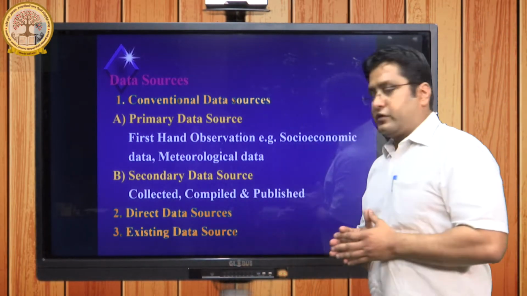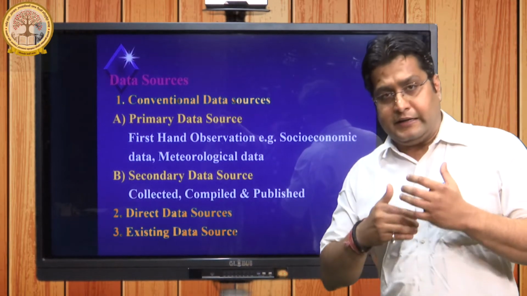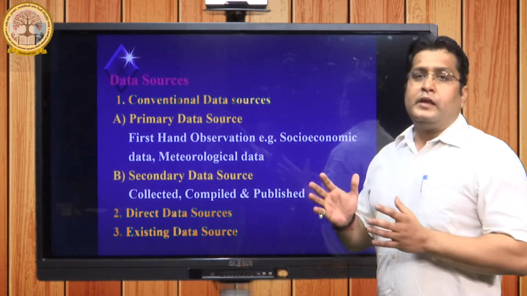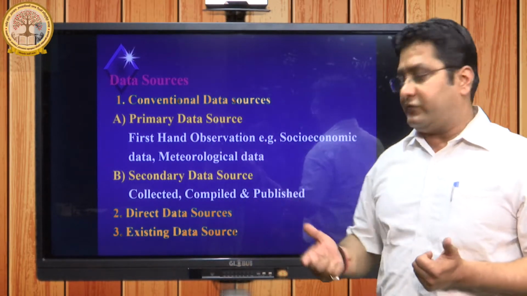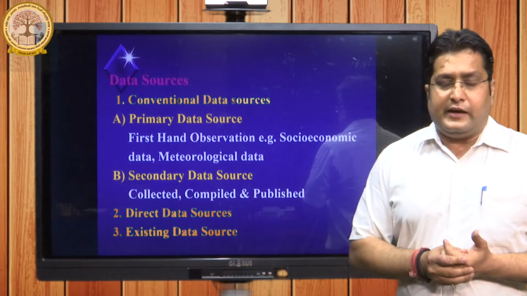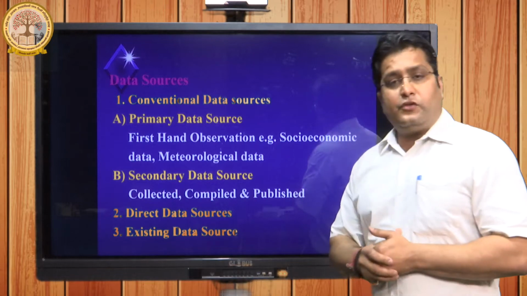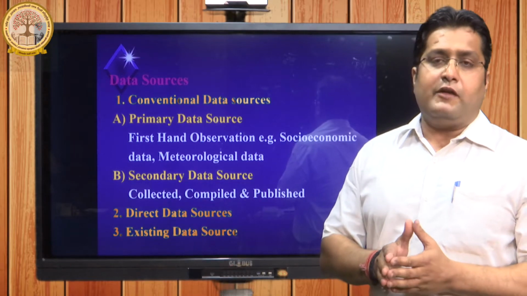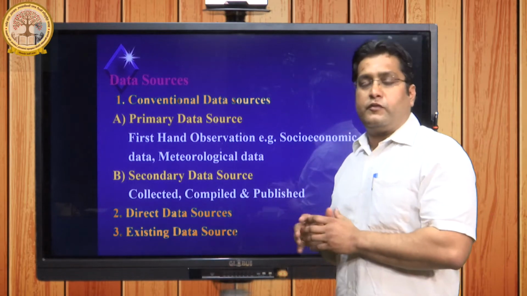Secondary data sources are collected, compiled and published data, meaning whatever data we get has already been published and collected from different sources, and we take that data as a reference in the GIS platform. And then the second is direct data sources. All types of geospatial data and remote sensing data are part of direct data sources. And then the third is existing data sources, meaning data which is already available on the internet, on some website. That data can also be procured to perform GIS related activities.